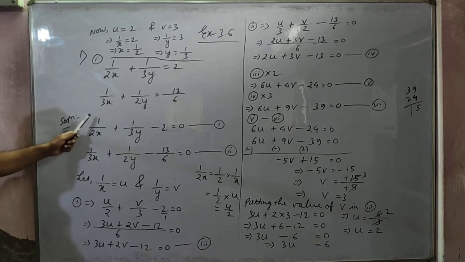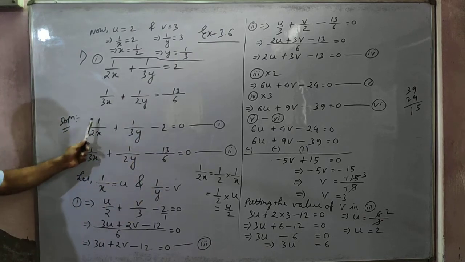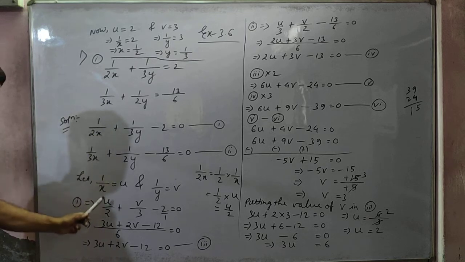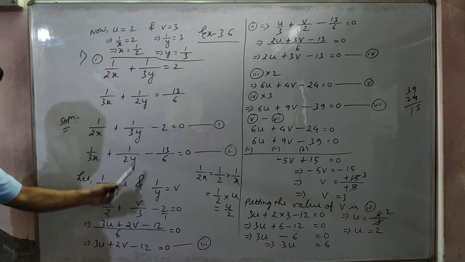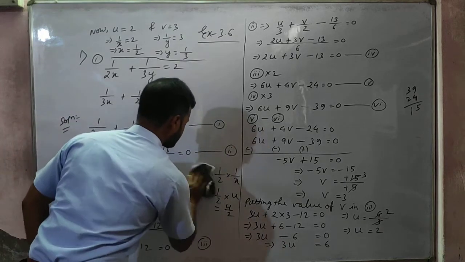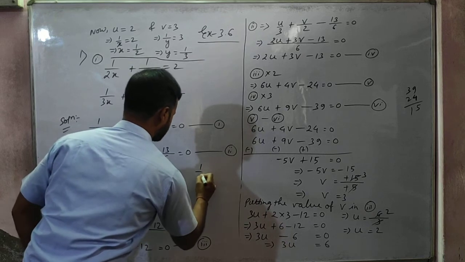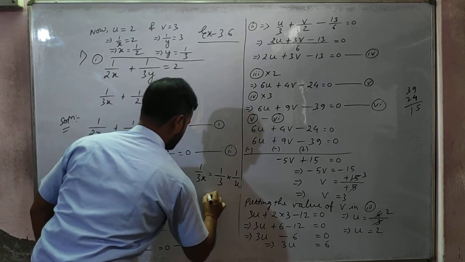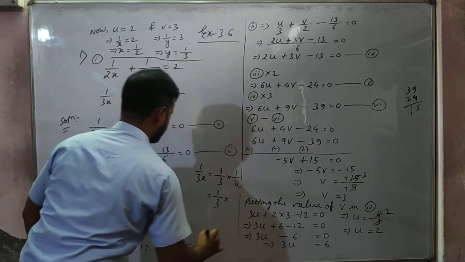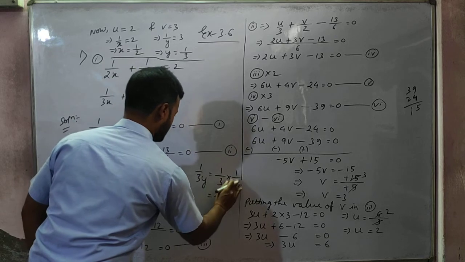So therefore you see 1 by 2x is there. This equation 1 we are taking. 1 by 2x is there. 1 by x means u. So u will be here and below 1 2 is there. Understood? In the same way 1 by 3y, students. In the same way 1 by 3x is equal to 1 by 3 into 1 by x. So 1 by 3 is there.